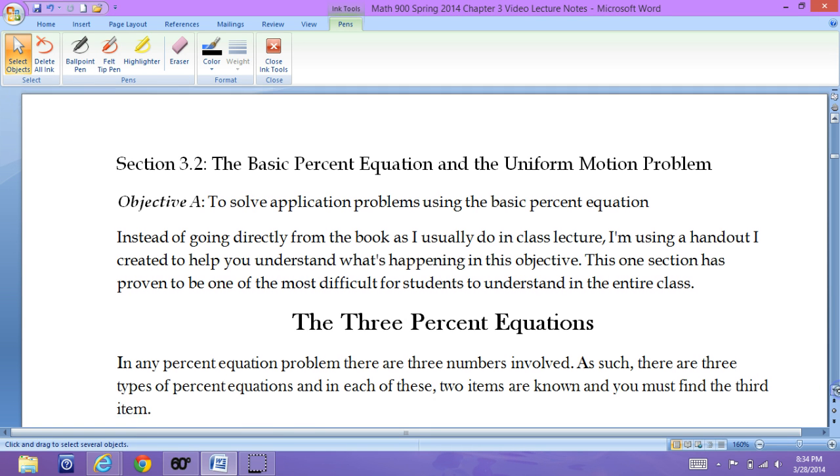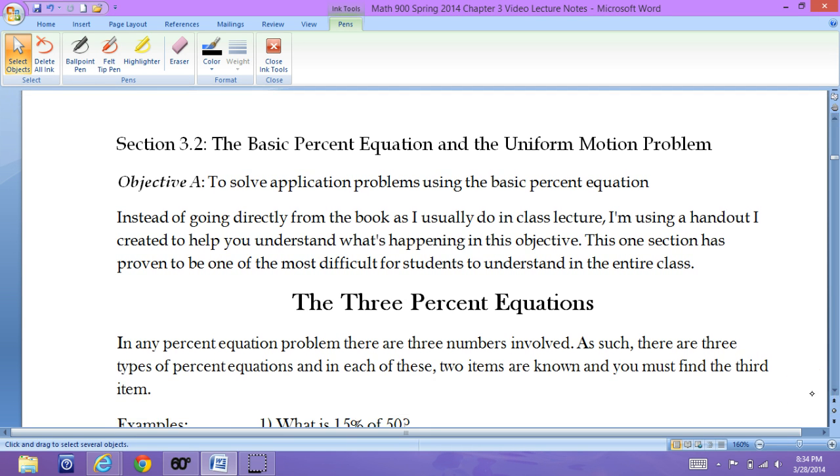And there's a lot of calculations involved which students don't want to have to deal with. But we've got to get through it. So instead of going directly from the book, as I would normally do in a class lecture, I'm using this handout to help you understand what's happening in the objective. Objective A is to solve application problems using the basic percent equation. This one section has proven to be one of the most difficult for students to understand in the entire class.